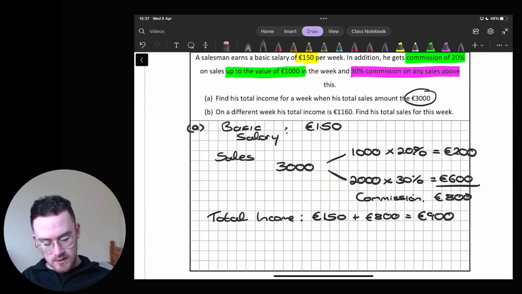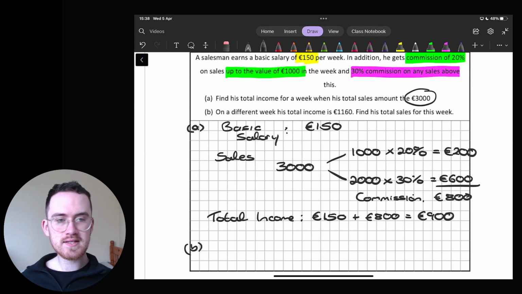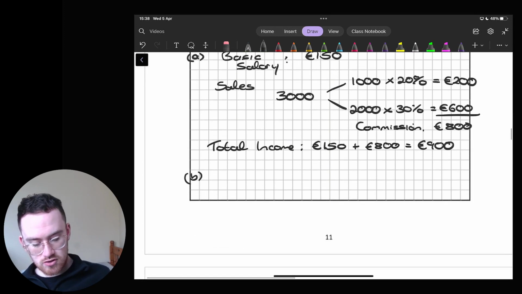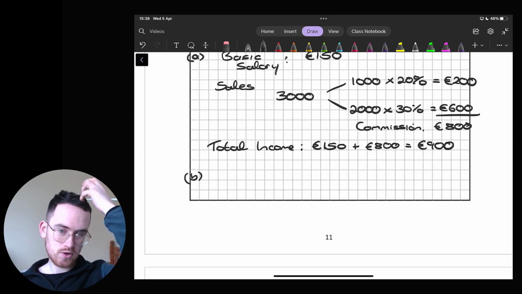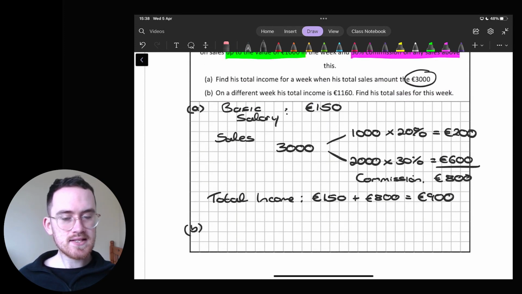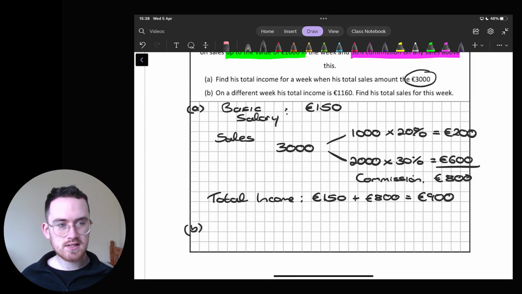So on a different week, his total income is 1,160. Find his total sales for this week. Okay, so first of all, we can see that the income this week that we're looking at now in part B is more than what he had in the first one. So let's break it down. Let's do the same idea. The basic salary is €150. If we look at the previous part, basic salary €150, makes sales. For the first 1,000 of the sales, he gets a commission of 20%, so that's €200. For anything above that, it's commission of 30%, and that's my €600.